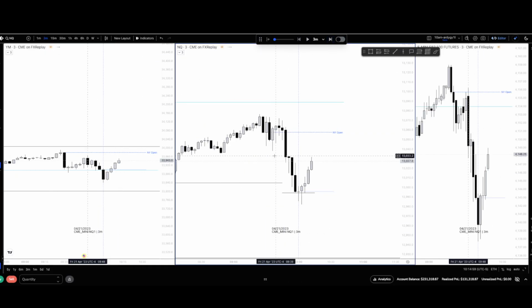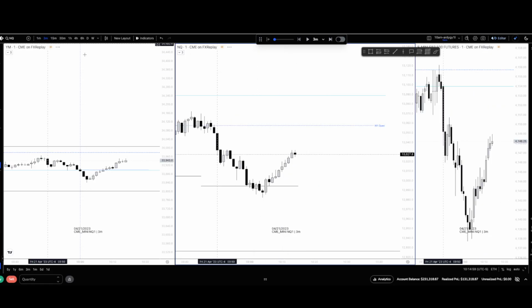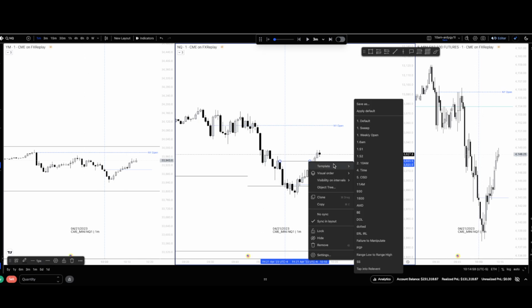Now we're going to be looking at a V-shaped reversal. From this V-shaped reversal, we really don't have a 3-minute CISD. It's not going to be present, so we're going to have to resort to the 1-minute time frame and then mark out a 1-minute CISD here.